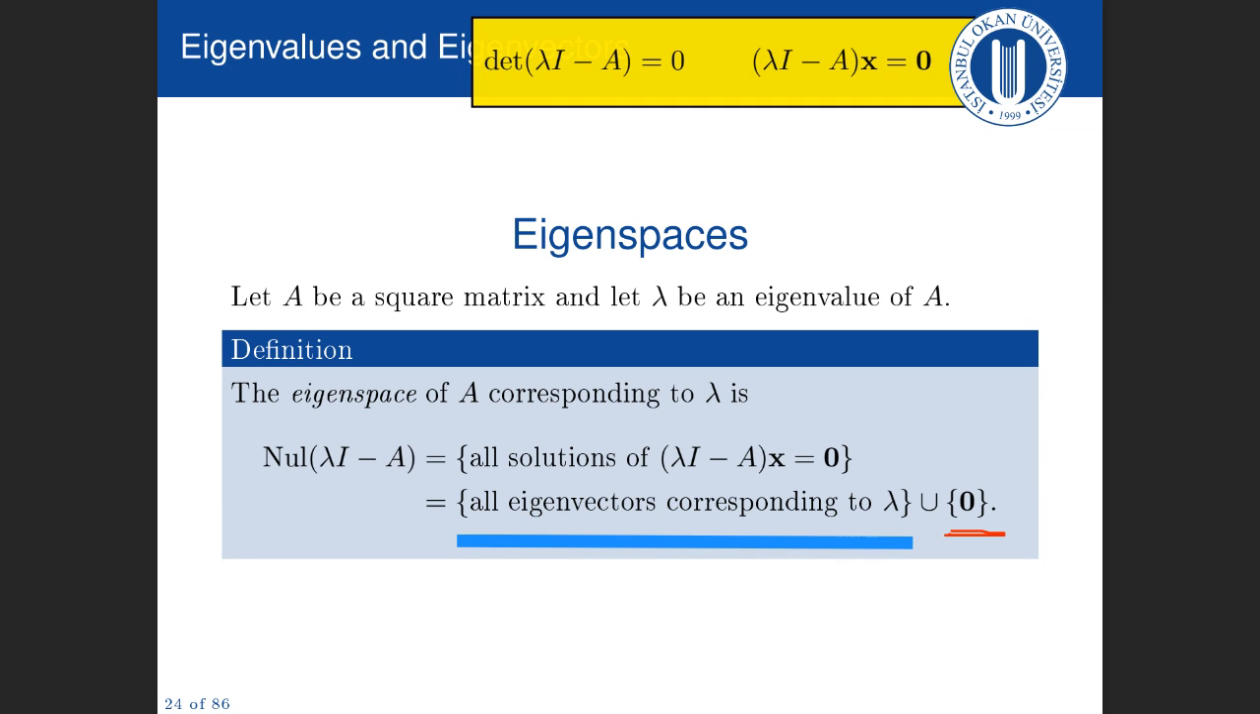Another way to think about this is the null space of lambda I minus A. So that's all the solutions of lambda I minus A times x equal to 0. So all of the eigenvectors and 0 satisfy this equation. To say that again, the eigenspace is the subspace of all eigenvectors and the 0 vector.